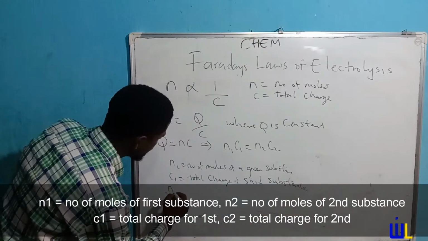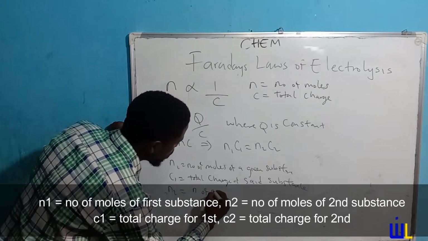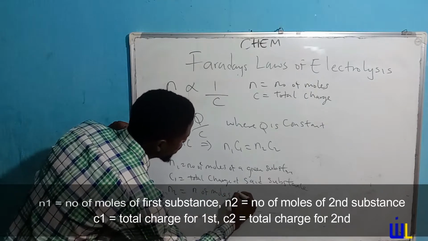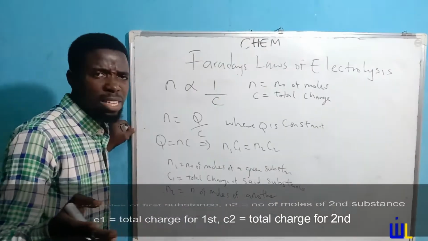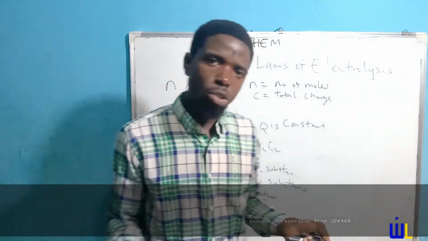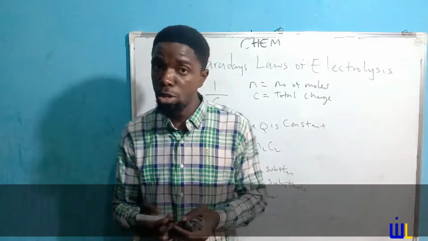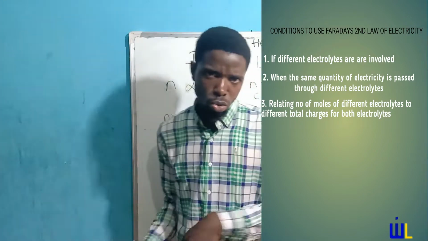Then we have N2 as number of moles of another substance. Why I'm emphasizing this is for you to understand that in the second law, we are relating two different substances. I'm trying to make it as simplified as possible, such that when you look at a question, you know what formulas and what laws to use.